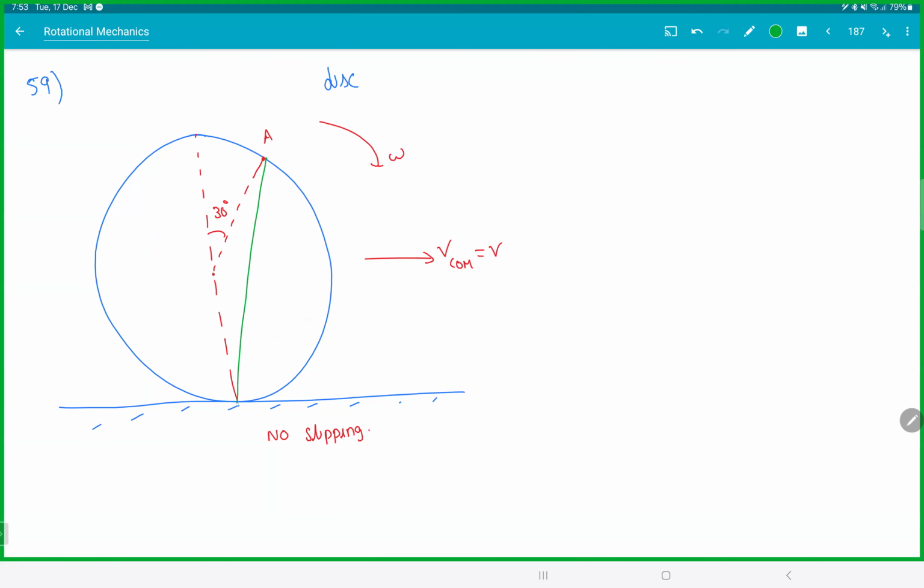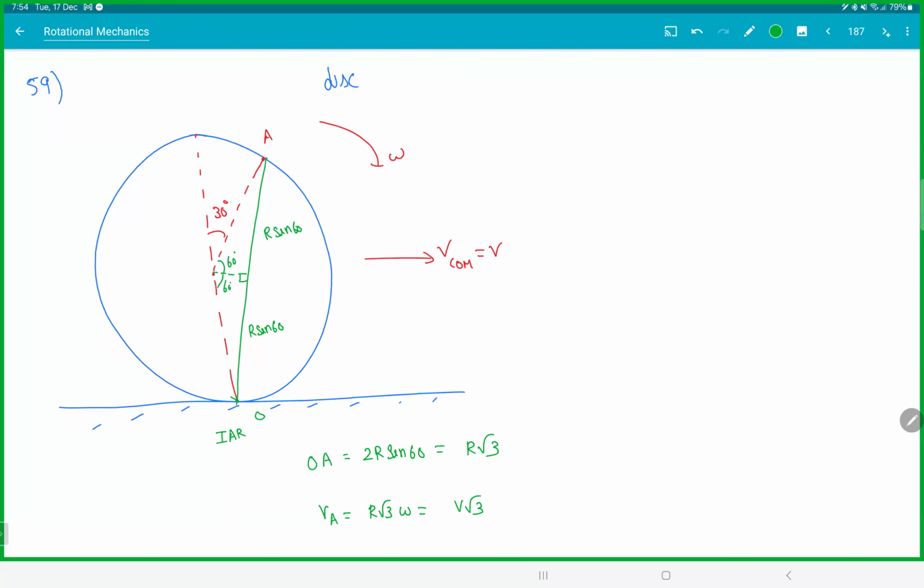So if you find this distance, if you drop a perpendicular, this will be 60. This will be 60. This is r sin 60 and this is r sin 60. If I take this point as O, so OA will be, right, Vihan, 2r sin 60, which is r root 3. Therefore, velocity of A will be r root 3 omega, or v root 3. That's it. That was much easier.